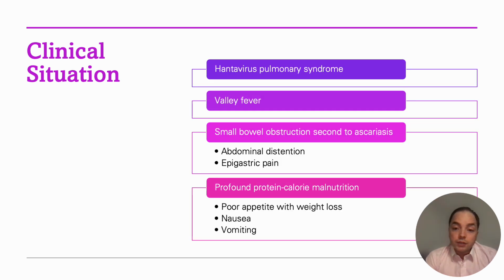After the patient was admitted, she was diagnosed with hantavirus pulmonary syndrome and valley fever, as well as a small bowel obstruction secondary to ascariasis, which presented with abdominal distension and epigastric pain. Of note for the dietitian was the profound protein calorie malnutrition that likely resulted from the symptoms accompanying the hantavirus diagnosis, namely poor appetite, nausea, vomiting, and diarrhea.